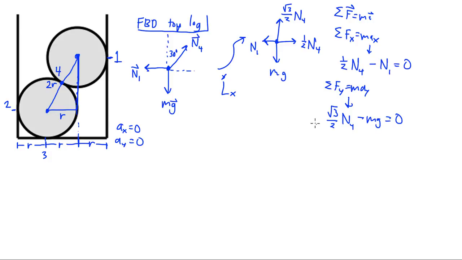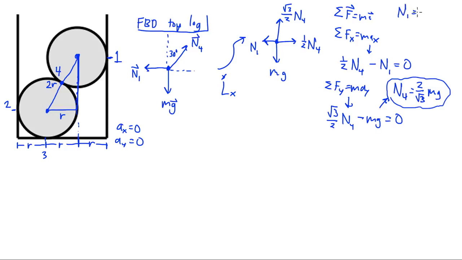That immediately tells us that N4 is 2 over root 3 times mg. It makes sense if you think about it: the only two vertical forces are the weight and this component of N4, so that tells us immediately what N4 has to be. That wasn't part of what was asked for, but it's crucial to the rest of it. And then to find N1, we have that 1/2 of N4 has to equal N1.